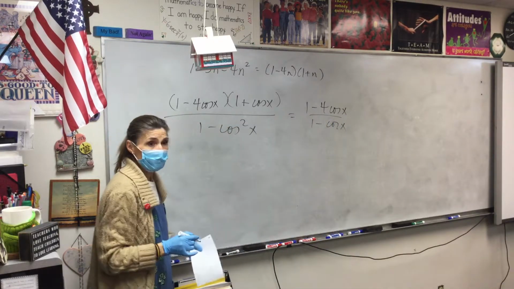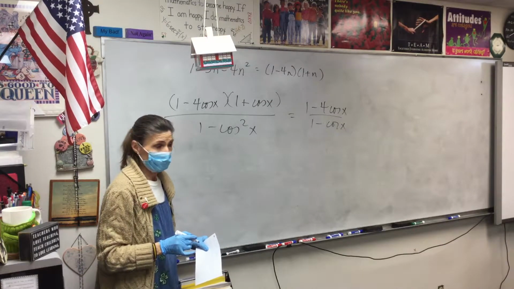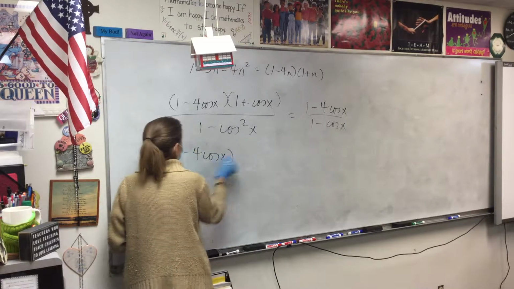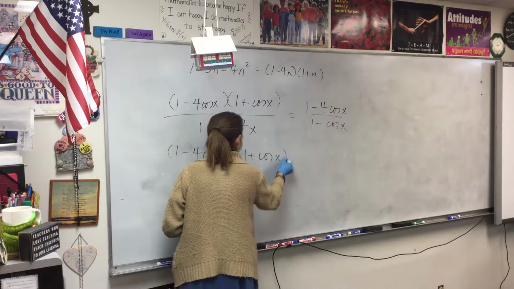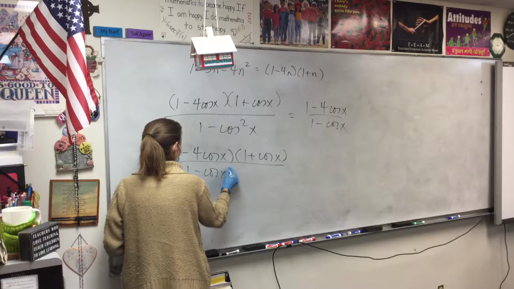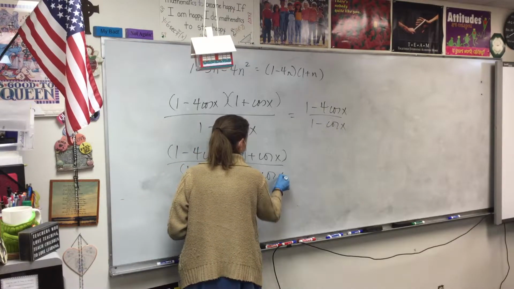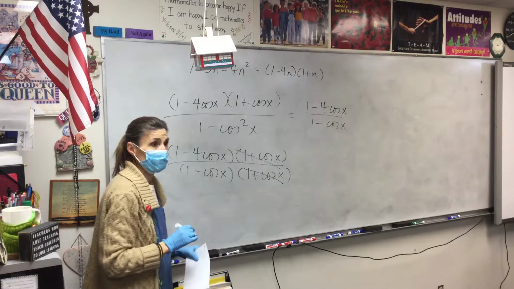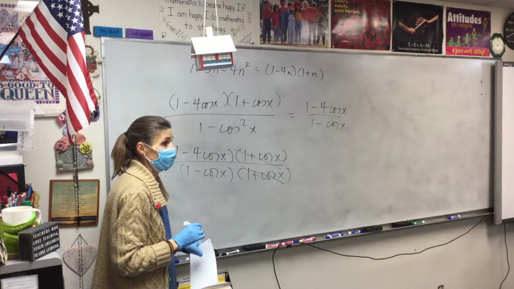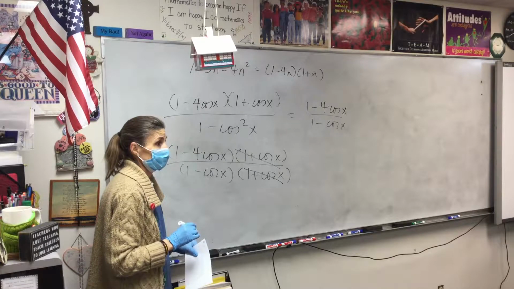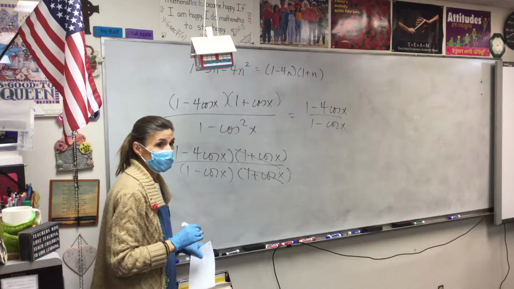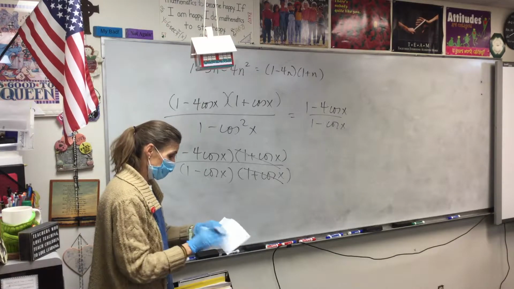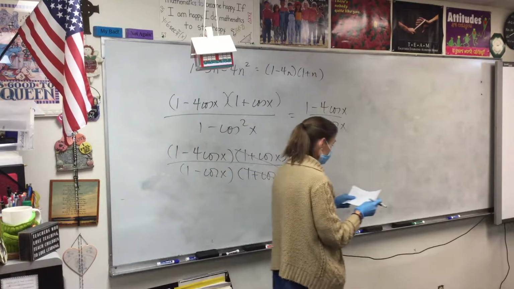Now, what about 1 minus cosine squared? We've done this a lot. What do we do with that? Cosine, 1 minus 2. That factors. And you can cancel, and you are left with what you wanted. Okay? All right, let's look at the one on the back.